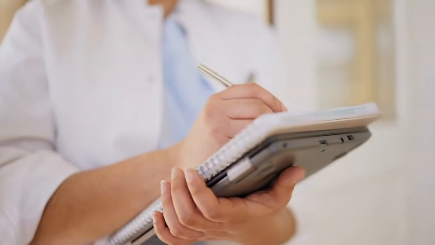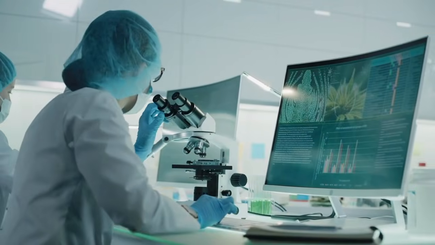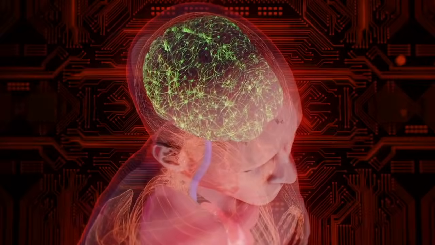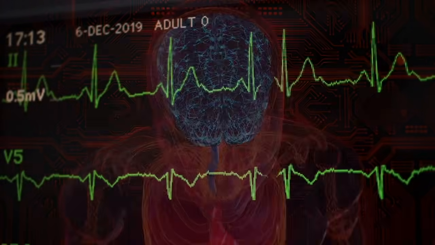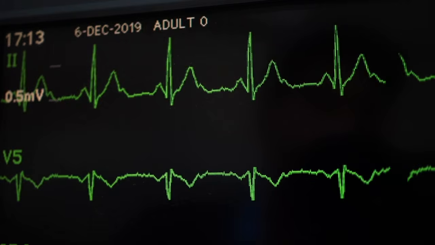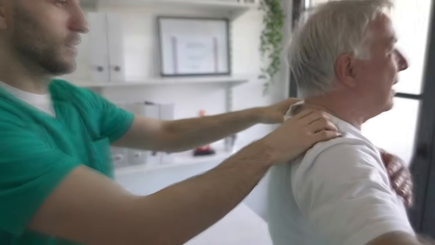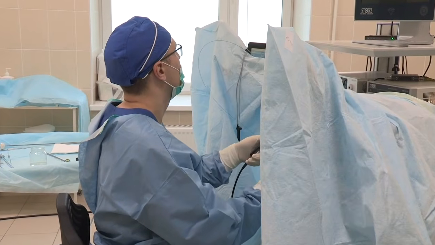Hello and welcome to Learning English Pro. In today's lesson, we will explore essential medical examination terminology. Understanding these words is crucial for effective communication in healthcare settings. If you're ready, let's get started.